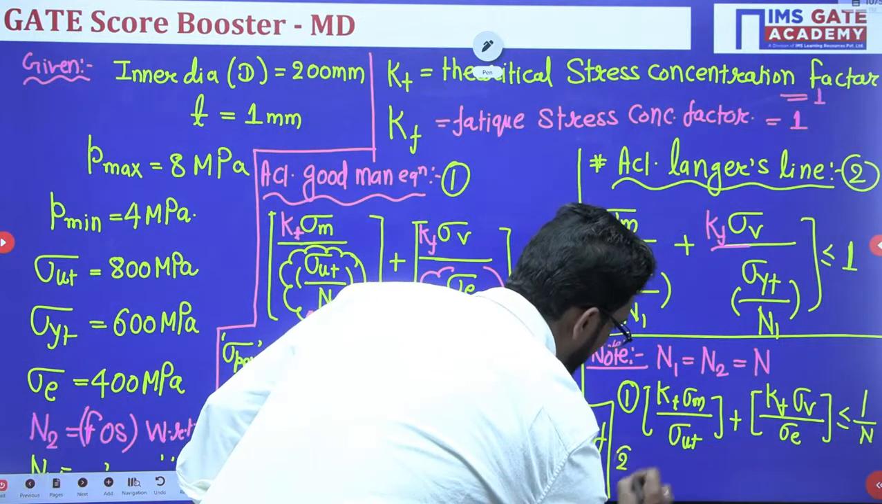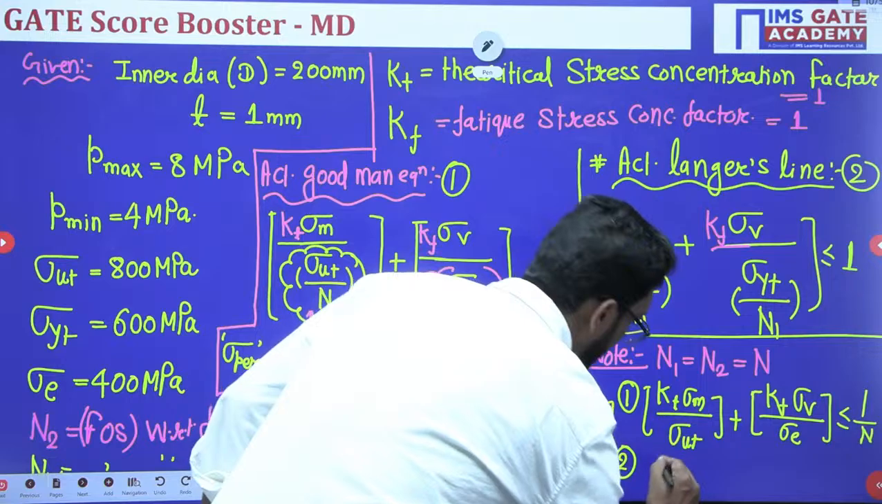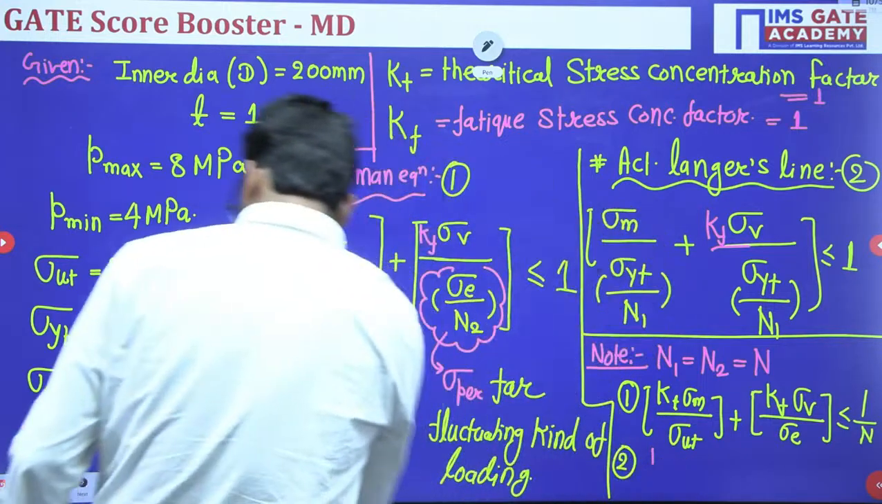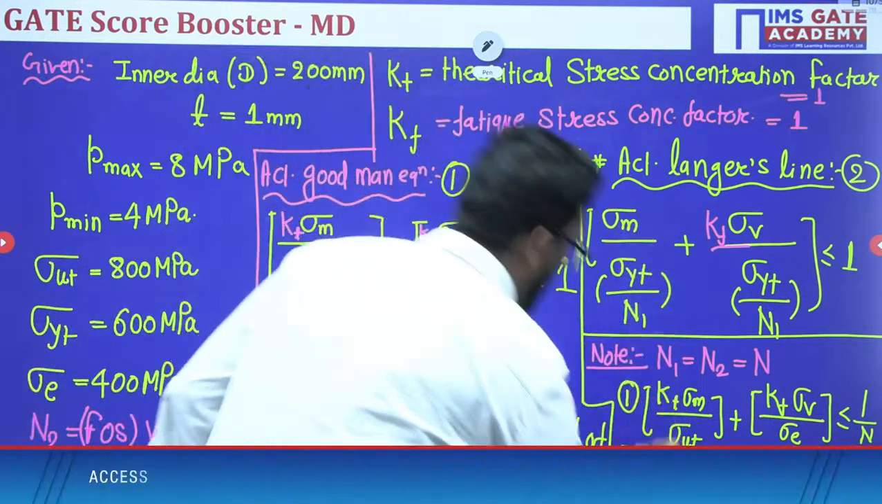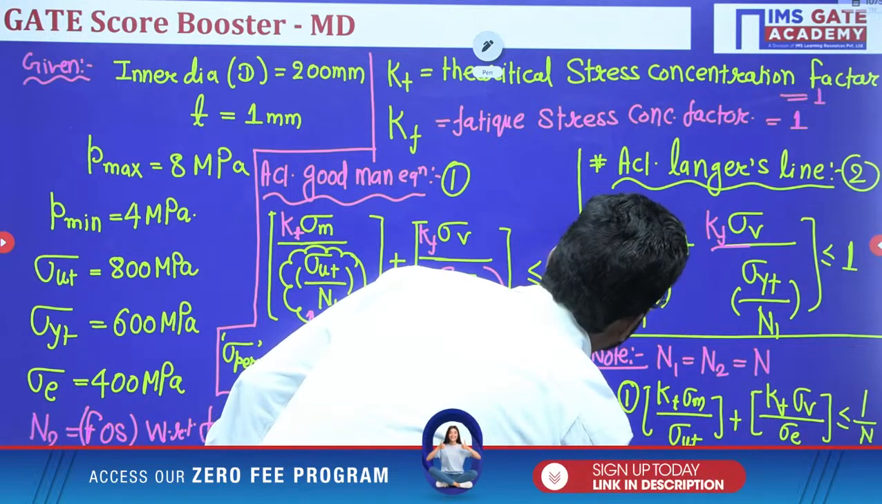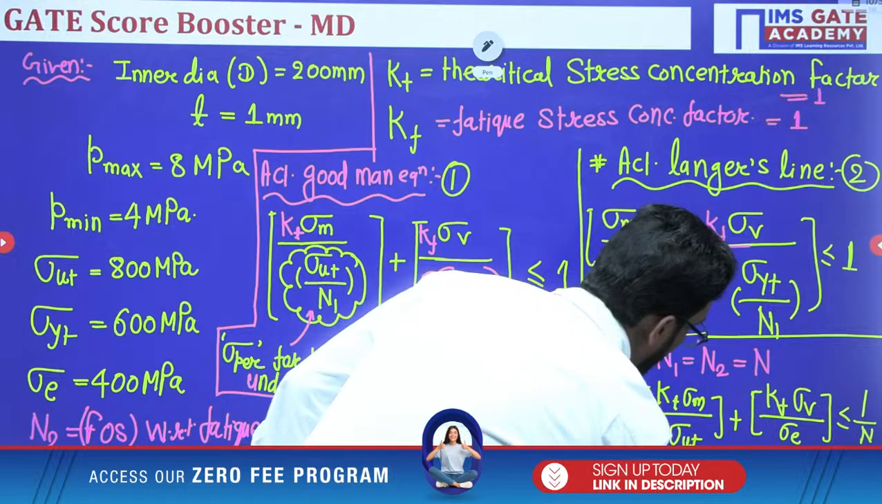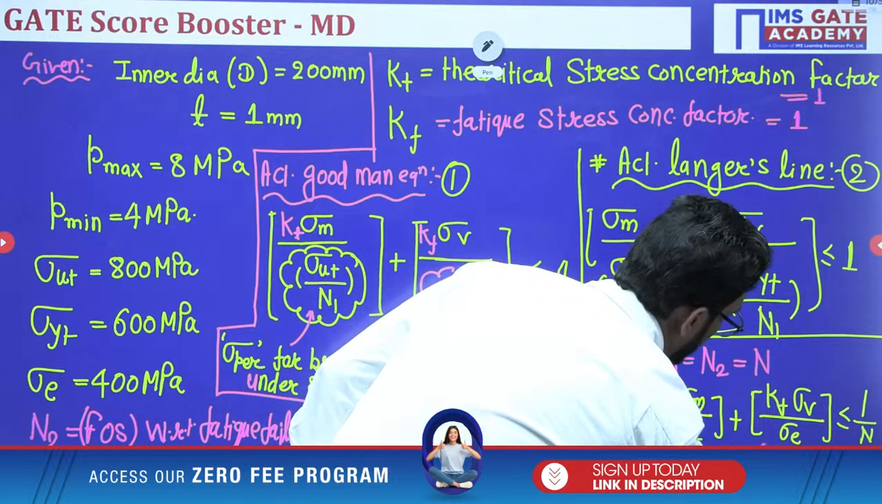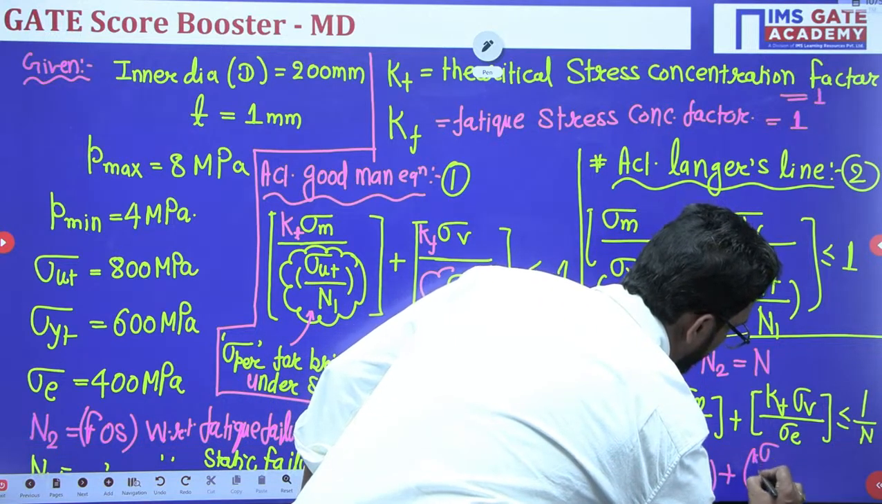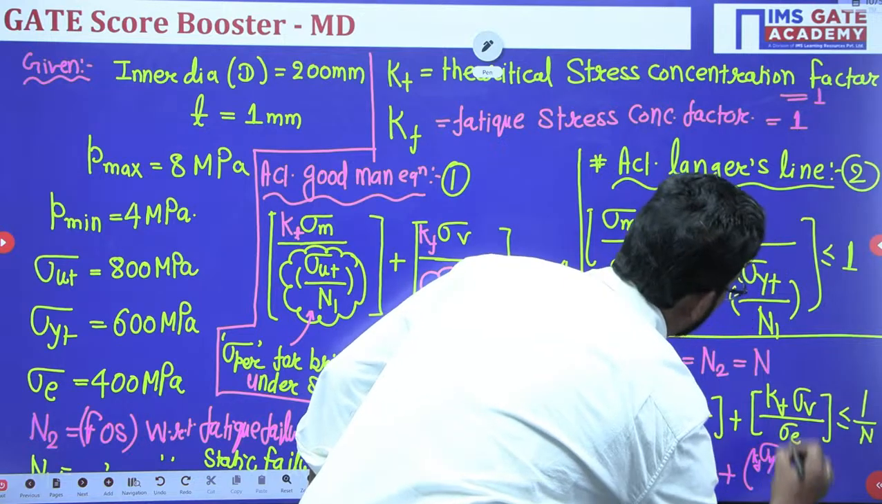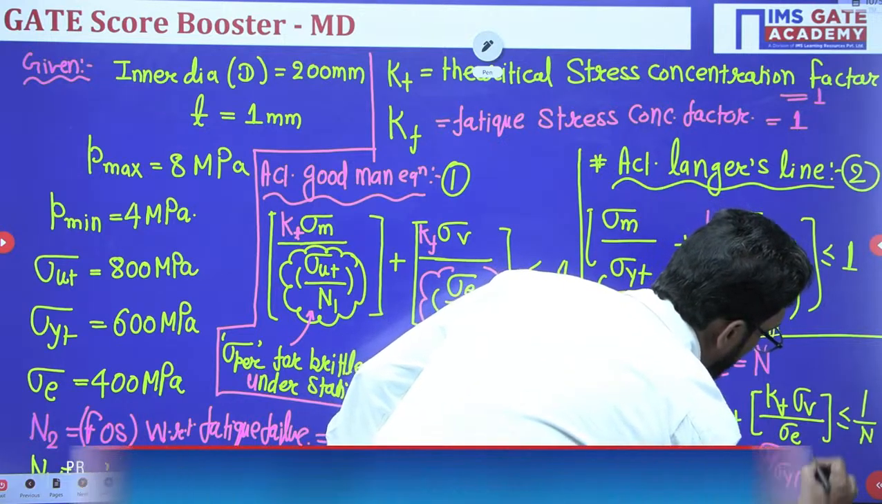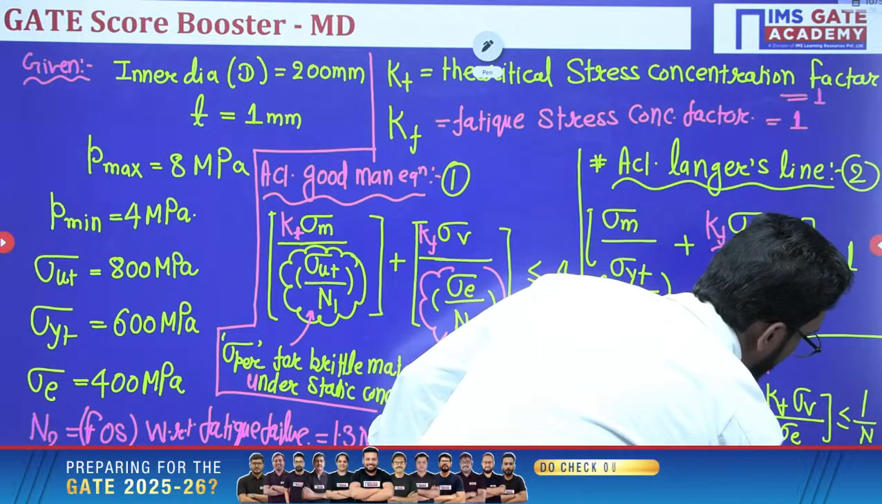Second, the Langer line. This is Goodman, and this is the Langer line. Here sigma m divided by sigma yt plus Kf sigma v divided by sigma yt is less than or equal to 1 by n.